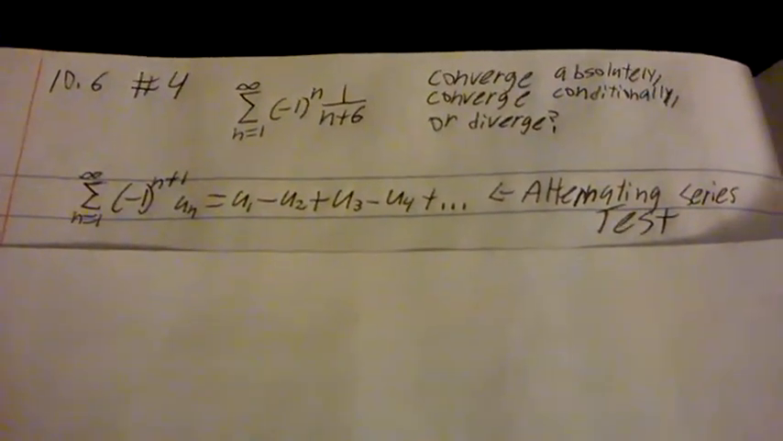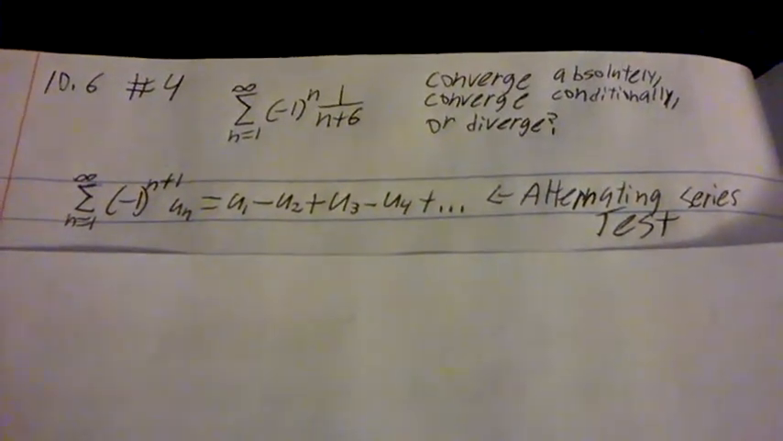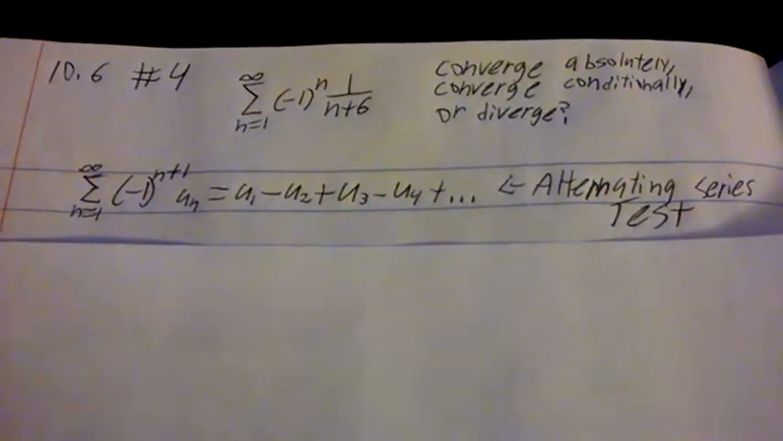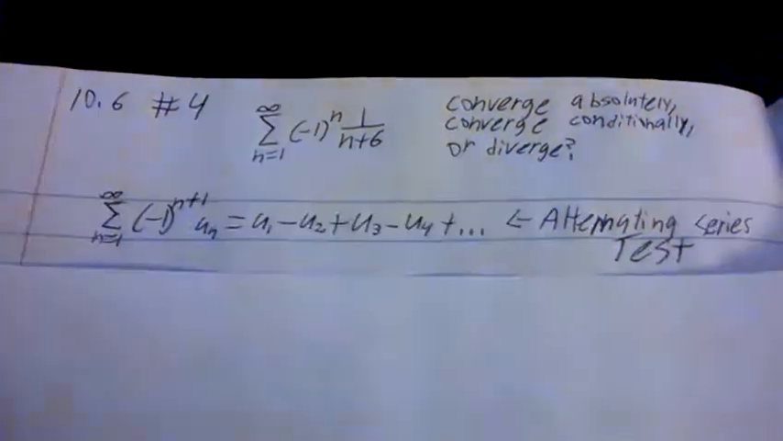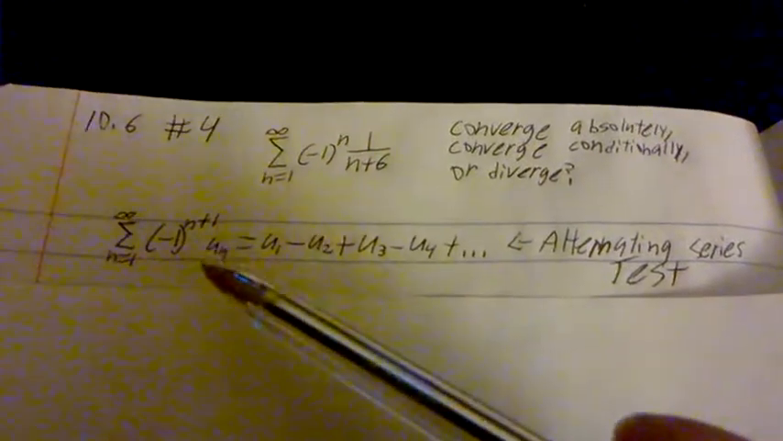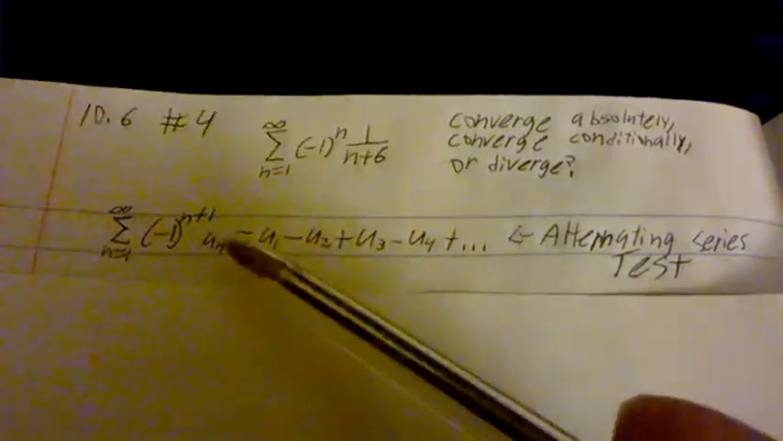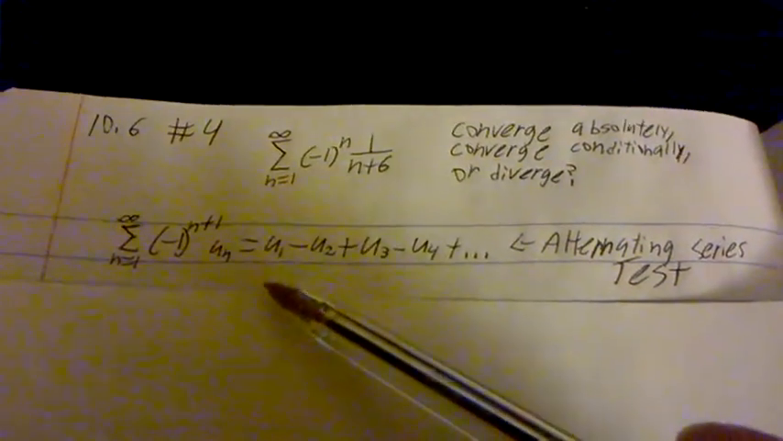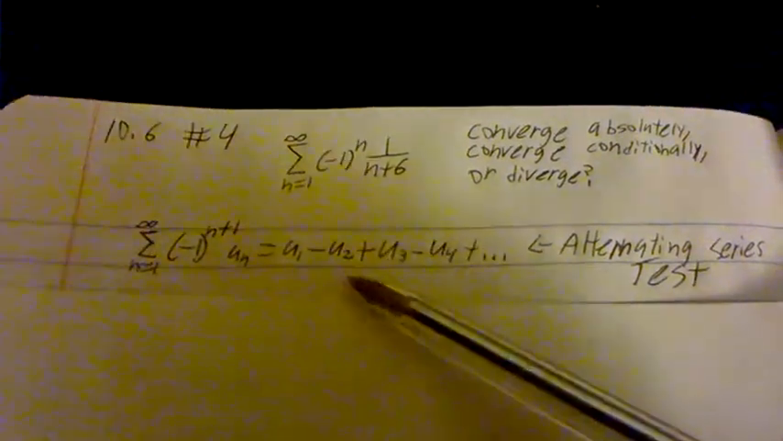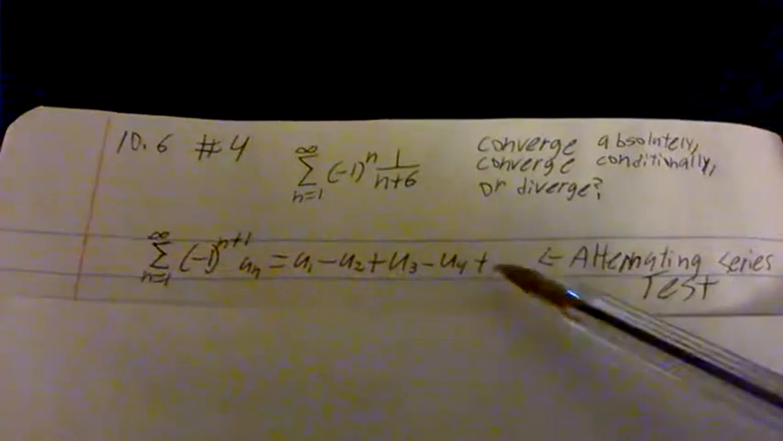So obviously this looks a lot like the alternating series test, which is the infinite series from n equals 1 to infinity, and this looks very similar. Here you've got negative 1 to the n plus 1, but you get a u sub n. So that's equal to u sub 1 minus u sub 2 plus u sub 3, and so on.